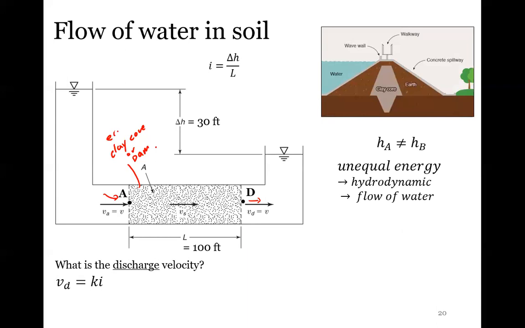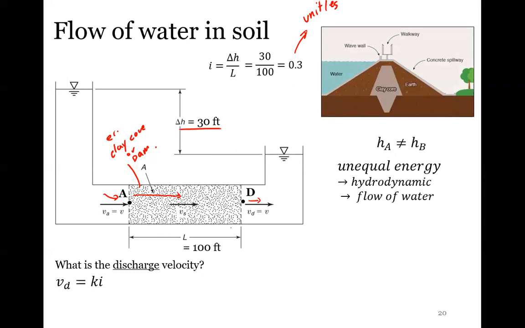For the hydraulic gradient, the change in head is 30 feet. We're told that you could measure that at the project site. You see the lake is at this elevation, the downstream is at this elevation, subtract the two, and our delta H is that. And then the length at which the water is traveling, this direction, is 100 feet. So our hydraulic gradient is 0.3. Note that the hydraulic gradient is always unitless.